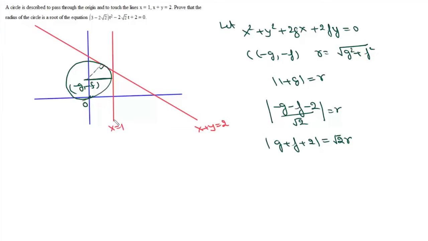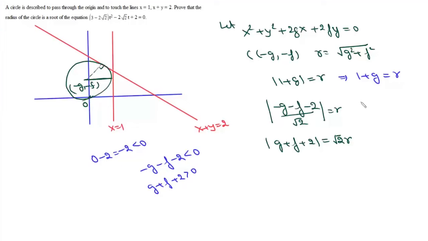Now basically we have to decide about these mod signs. Now clearly this point lies on the left of x equals 1. So 1 plus g will be greater than 0. So from here we can write simply 1 plus g is equal to r. And if we look at this line, then we put the origin. So 0 minus 2, it is minus 2, less than 0. And if we put minus g, minus f, then minus g minus f minus 2 will also be less than 0, as they lie on the same side. So from here we can write g plus f plus 2 will be greater than 0.